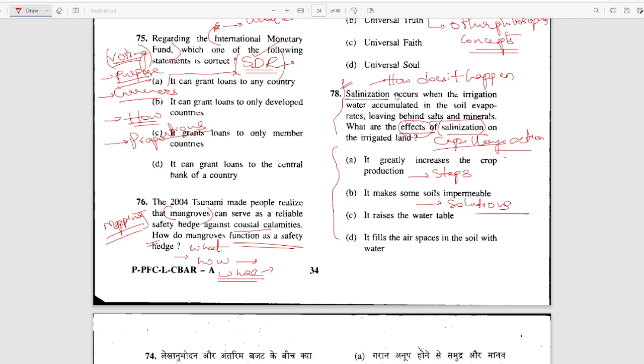What is salinization? How does it affect this? How to control that? And what are its negative effects on the soils and on the plants?